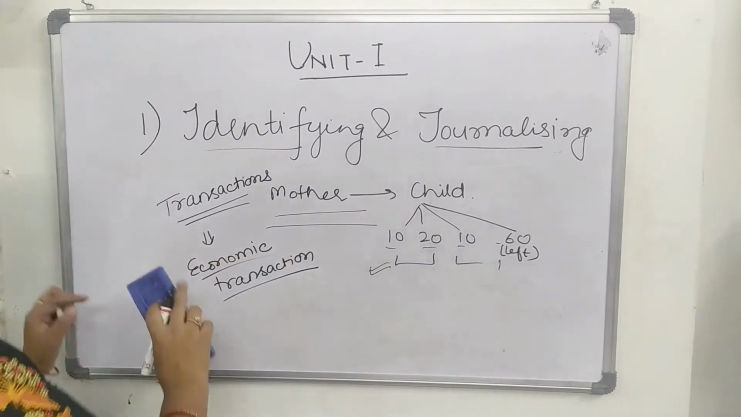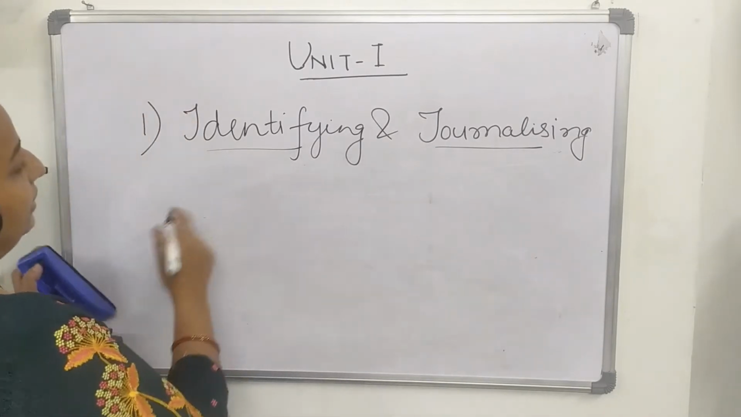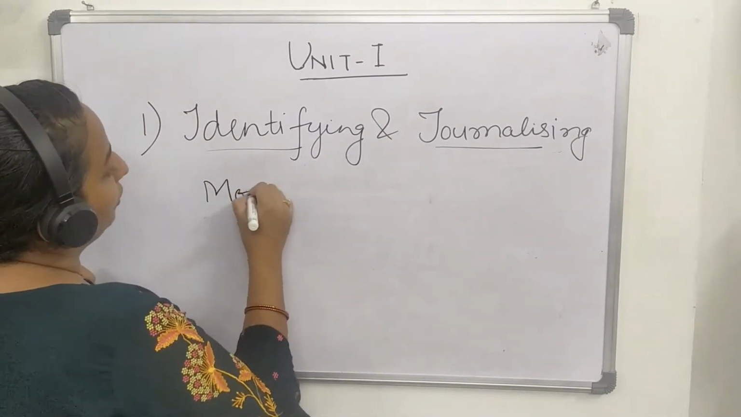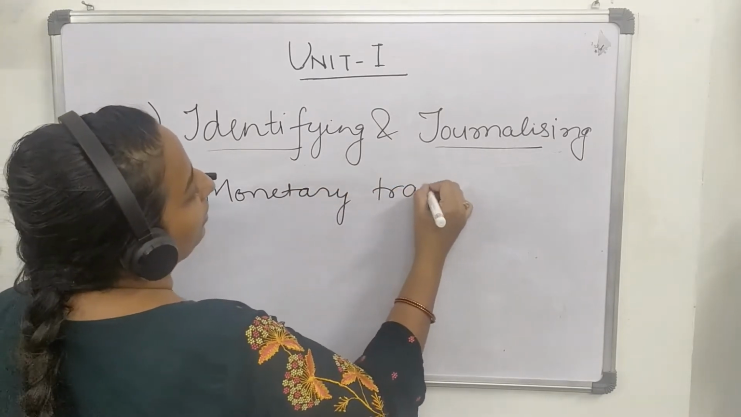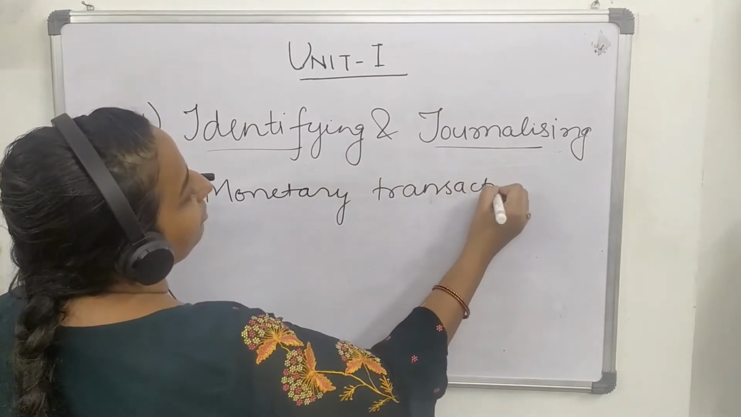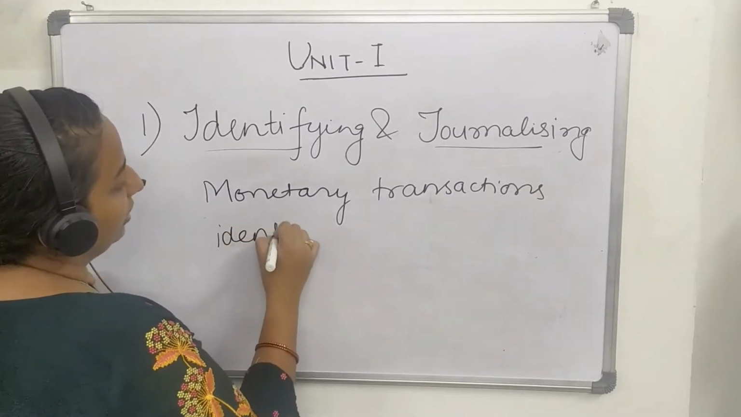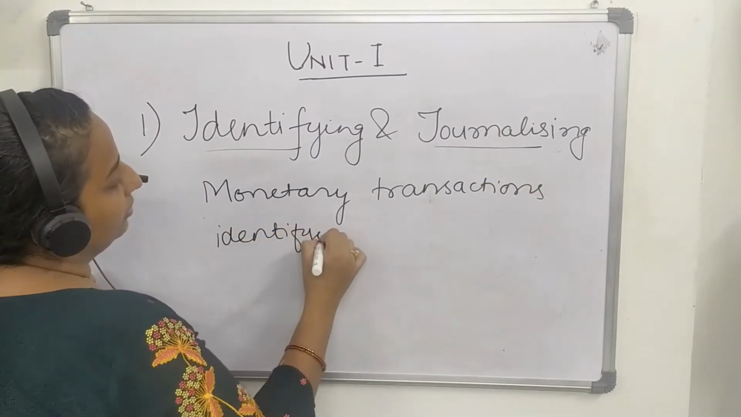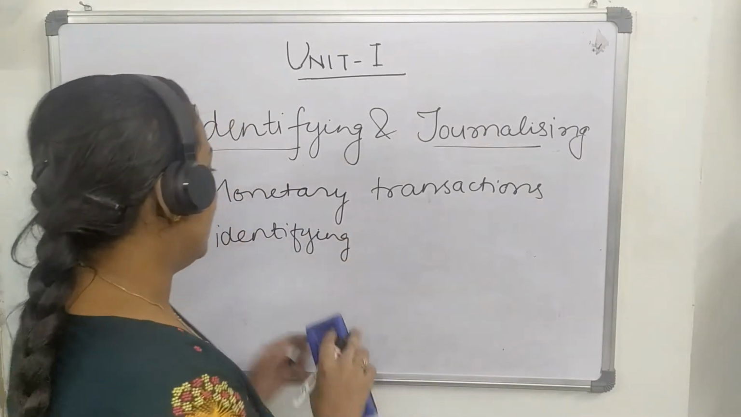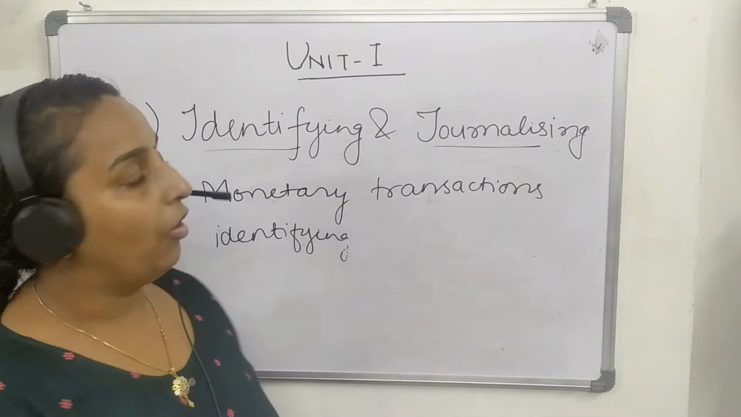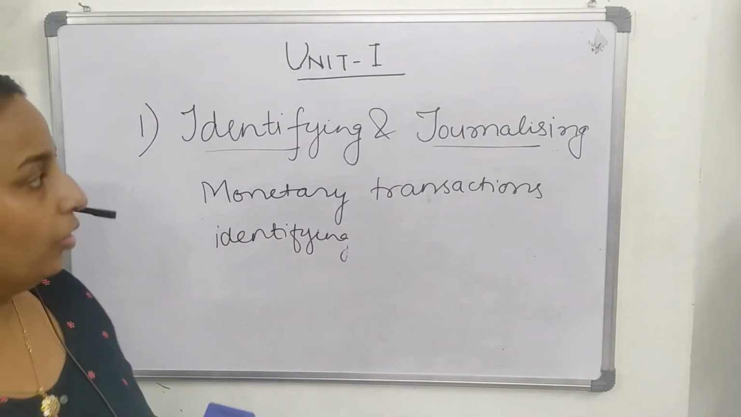Now, in better language, we can say that all the monetary transactions are identified and journalized in the very first step of the accounting cycle.